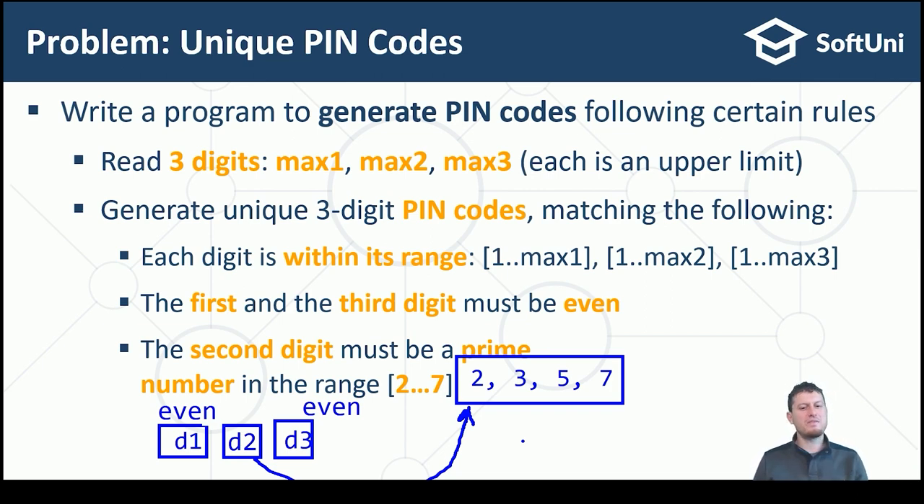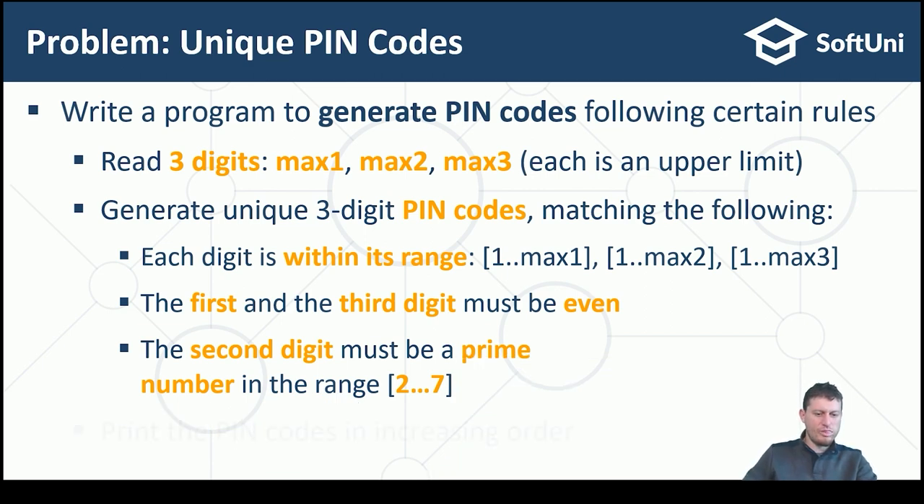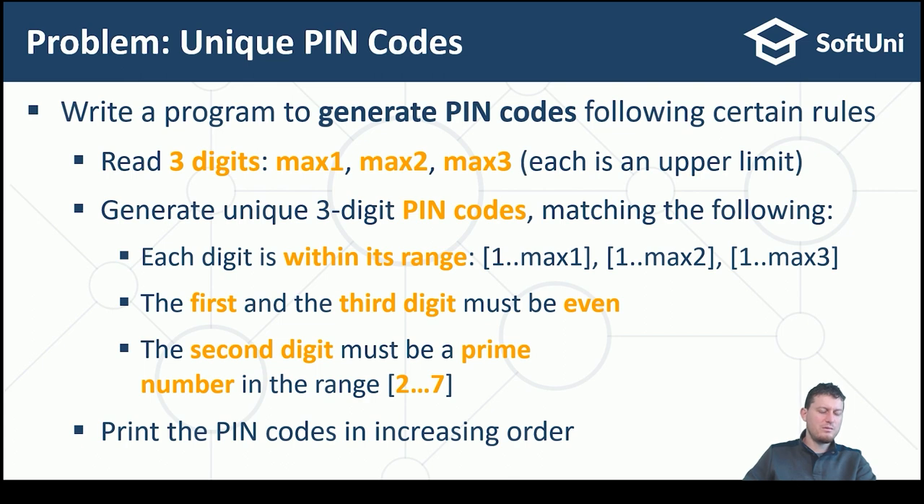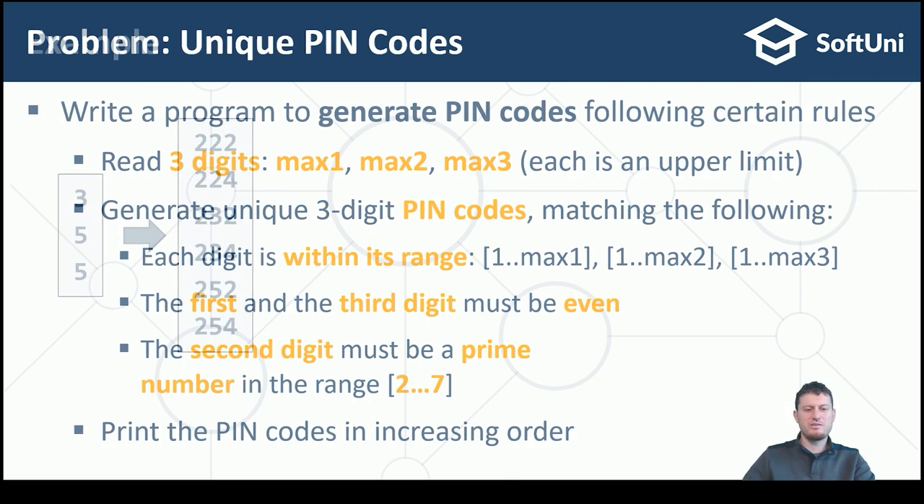From 1 to max 1, from 1 to max 2, and from 1 to max 3. And we need to check whether the first is even, the second is 2, 3, 5, or 7, and the final D3 is an even number. Okay, so we want to print the pin codes in increasing order.